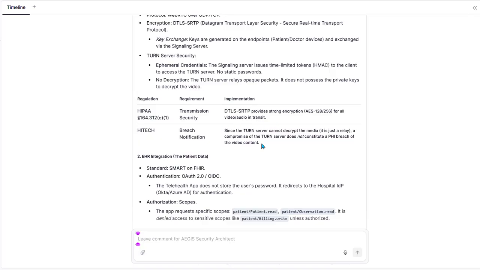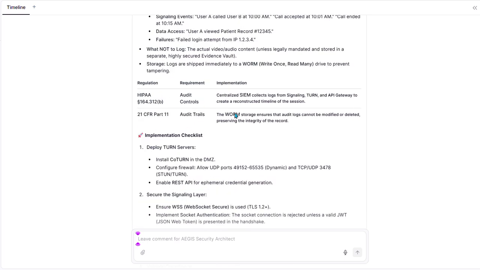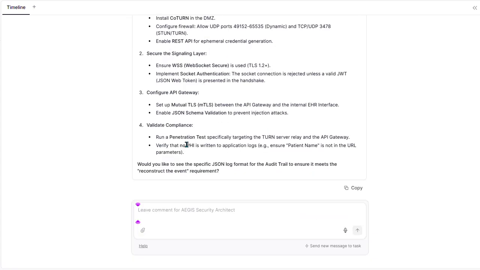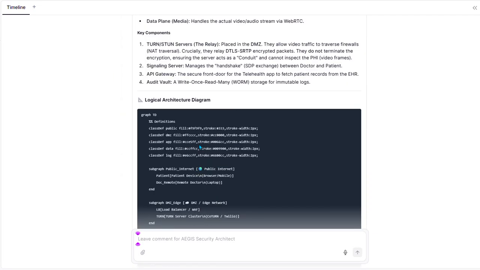Every implementation is there. And then we also have the EHR integration, the patient data. Also, we have the regulations. I have the audit logging, what to log. And in this area, also have the regulations. And then the implementation checklist, which is the checklist that we have here.